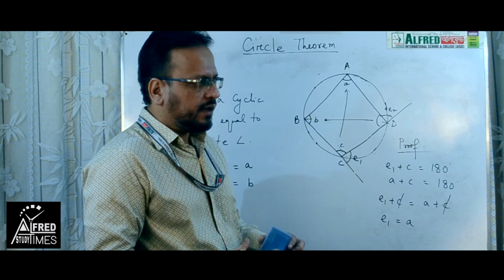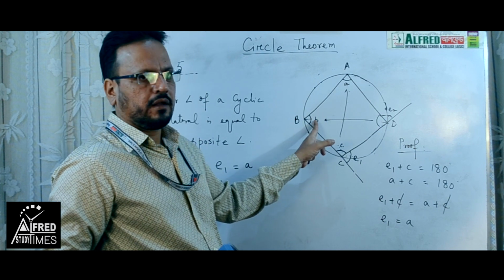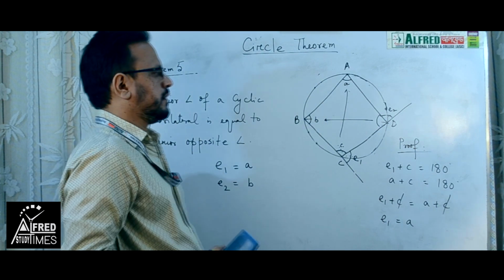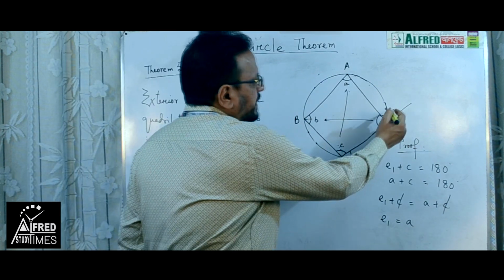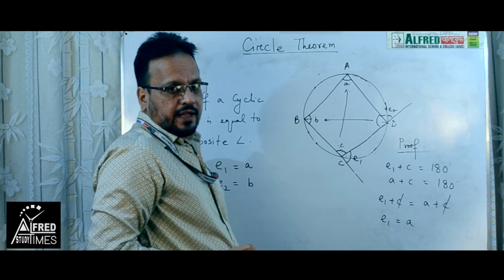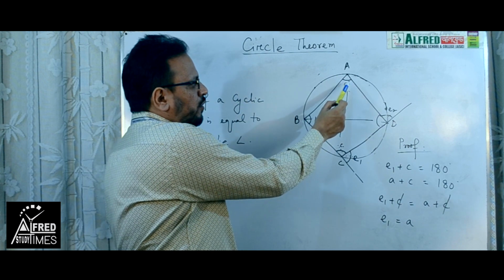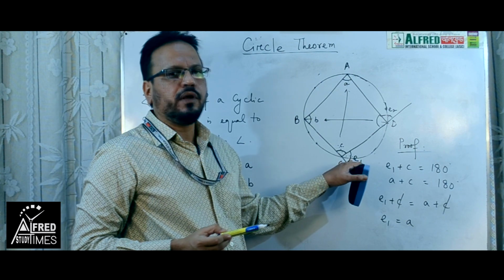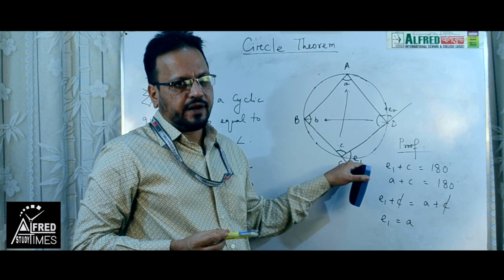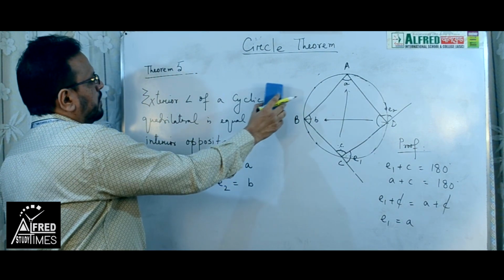I hope it's clear. Another example, E2 will be equal to B. So if the value of this angle is, suppose, 70 degrees, the value of B will be 70 degrees. And if the value of A is 65 degrees, the value of E1 will also be 65 degrees. Understood? Now I am moving to theorem number 6.